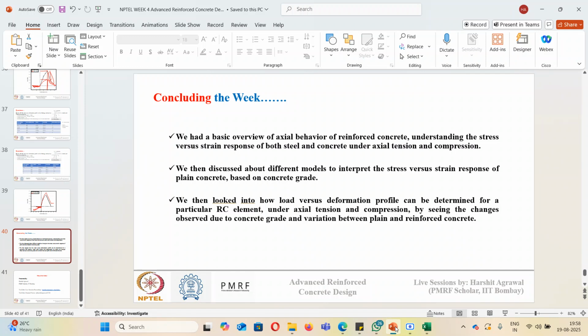Okay, and we saw what is the change that concrete grade can bring and what is the change that the addition of steel reinforcement brings. Okay, so as a practice you can do more such numericals. You can change concrete grade to a higher grade, and try to change the reinforcement area now and see what changes you will observe.